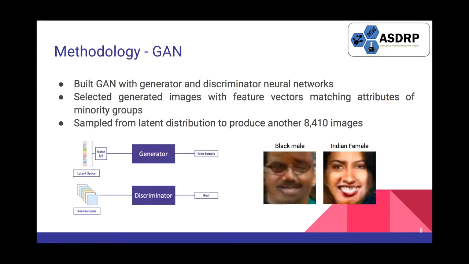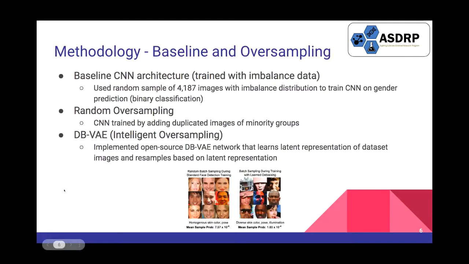The discriminator is a neural network that distinguishes between real and fake images. Its whole job is to cross-check the generated images of the GAN. If the GAN is doing a good job, that means the discriminator can't really tell the real and fake images apart, and if the GAN is not doing a good job, it's able to very easily distinguish between them. For the GAN, we selected generated images with specific feature vectors matching the attributes of minority groups, and we sampled from them to generate another set of 8,400 images split evenly between male and female.